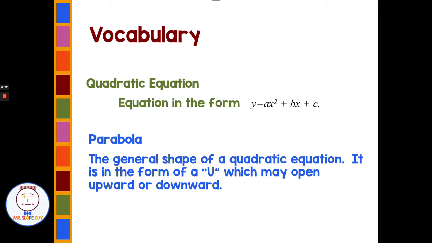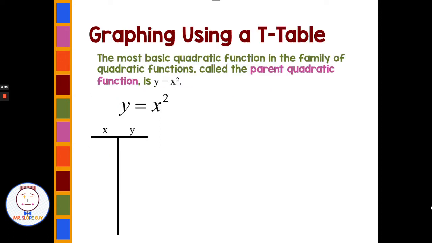So parabola means a U shape, or parabolic is U-shaped, and that's the graph shape that quadratic equations will make when we put them on a coordinate plane. We can use a t-table, and the most basic quadratic function in the family of quadratic functions is called the parent quadratic function, y equals x squared. So when you refer back to how a graph compares to the parent function, it's talking about how the graph compares to this. How does everything compare to y equals x squared?